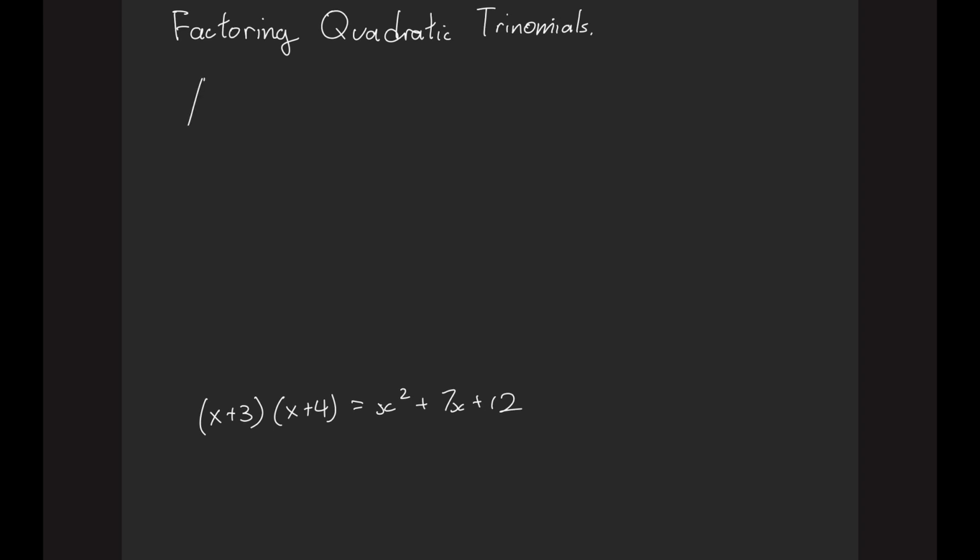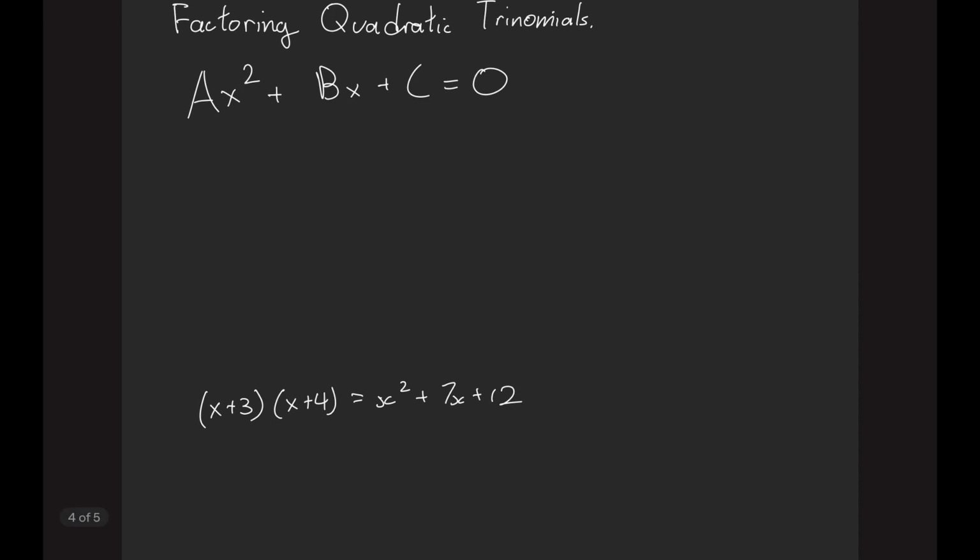A quadratic trinomial takes the form ax squared plus bx plus c equals 0. Actually, no, it doesn't. This is a quadratic equation. It's slightly different, but this will help you solve for when y equals 0 later on. But a quadratic trinomial only takes the form ax squared plus bx plus c.